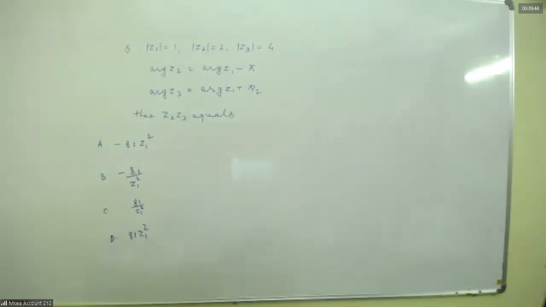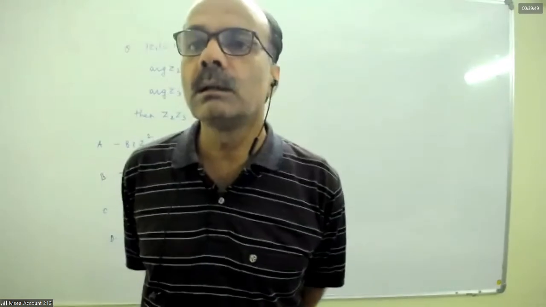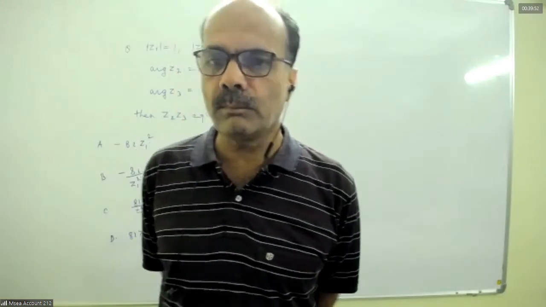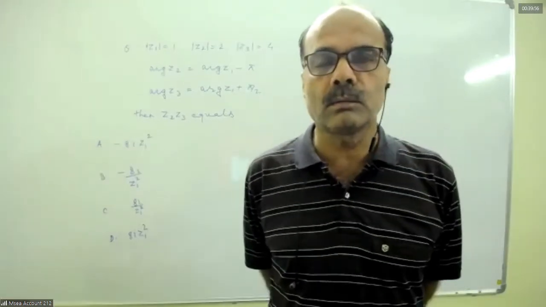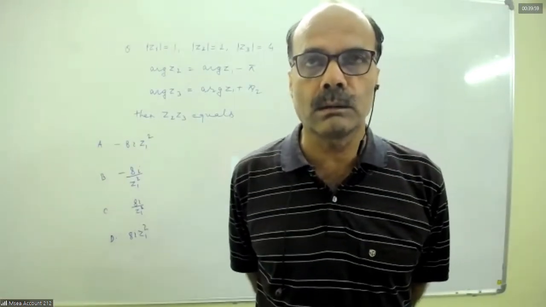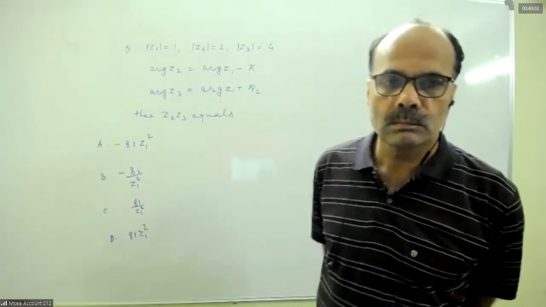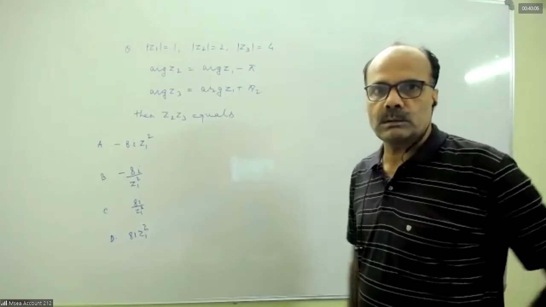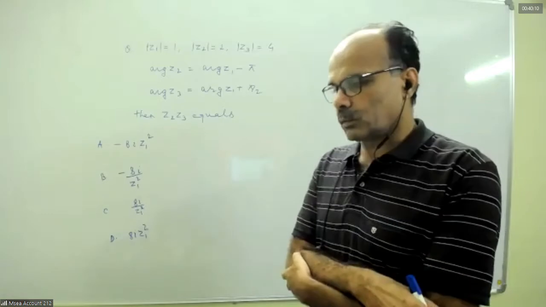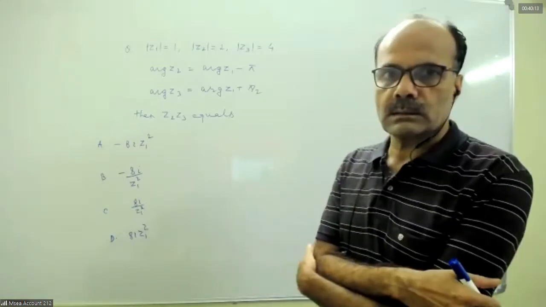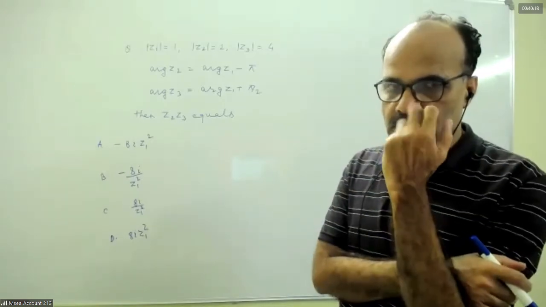I will do it. If Z1 equals R1 e to the power i theta 1, any complex number we can write in polar form. Z1 equals R1 e to the power i theta 1, Z2 equals R2 e to the power i theta 2. So Z1 by Z2 is R1 by R2 into e to the power i times theta 1 minus theta 2. So what is the argument of Z1 by Z2? Argument of Z1 minus argument of Z2. Yesterday's class, just go through that.